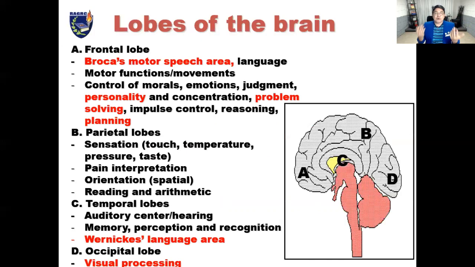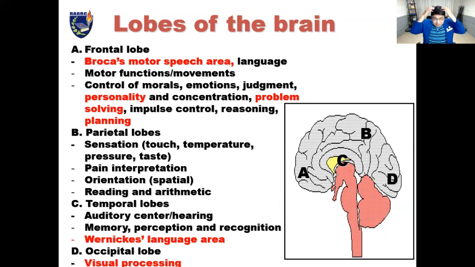So let's move through it. Some of you might be doing the basic way of studying this by just memorizing and saying the frontal lobe. You have the Broca's motor speech area responsible for speech and language, motor functions and movements, control of morals, emotions, judgment, personality, concentration, problem solving, impulse control, reasoning, planning. I'd like to highlight the 3 essential functions of your frontal lobe. You have the 3 P's: personality, problem solving, and planning. So don't forget your 3 P's for the frontal lobe.